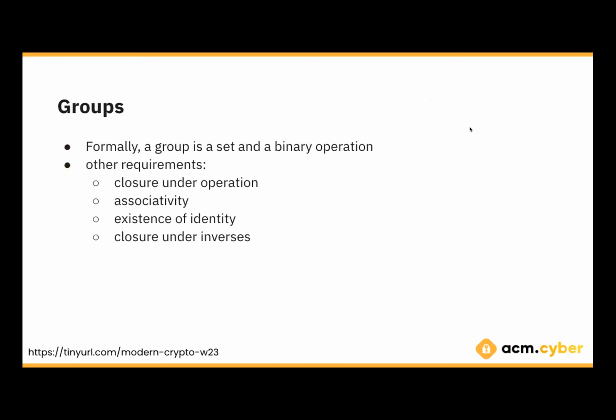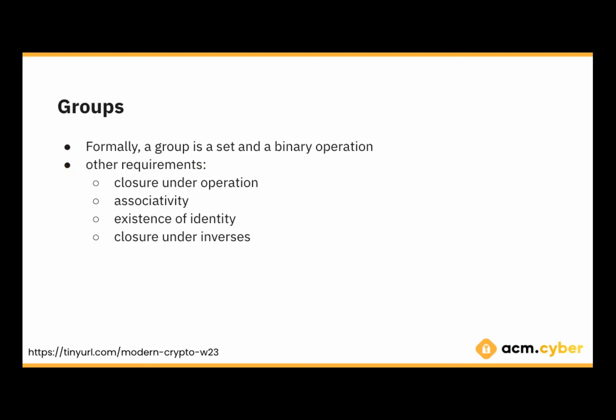A group is a set and a binary operation. So what we kind of just talked about. And then there's some other requirements that make something a group. So for example, closure under that operation. If you take two elements, you use that operation on those two elements, you get a third element that's part of the same set. So for example, if 1 + 1 = 2, then 2 has to be a part of that same set that 1 is also in if you want it to be a group.